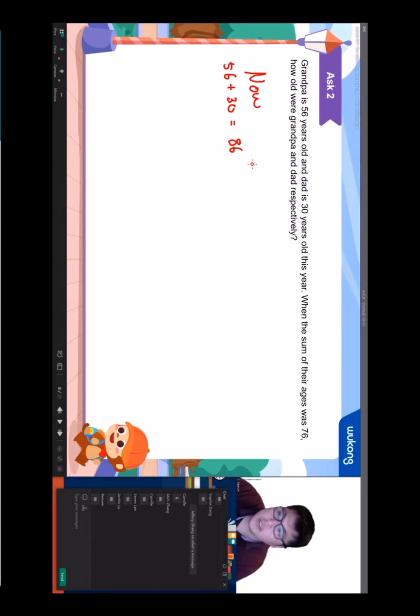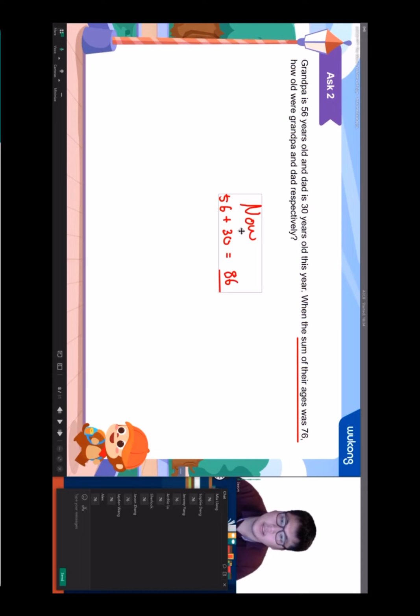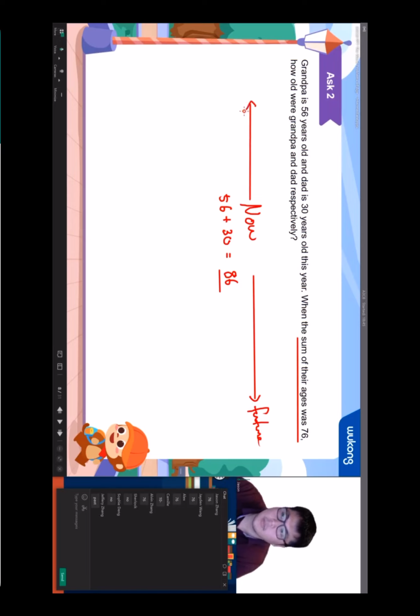Now, you can see, oh, wait a minute. Look at the sum, guys. It's 86, and what's our target age? The sum needs to be 76. So let's put this in the middle for a second and think about it. Do you think we need to look at the future, or do we need to look at the past? Which one?